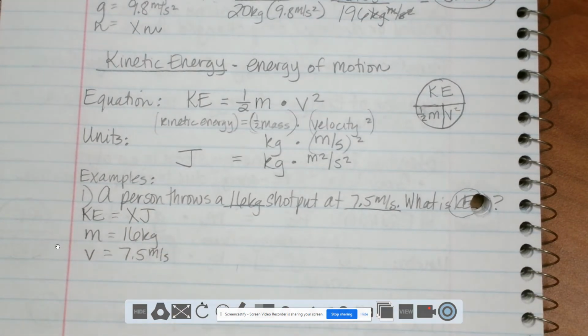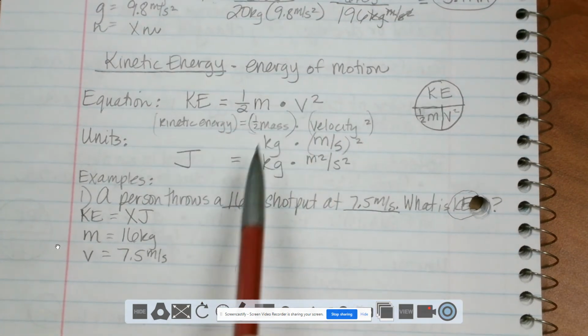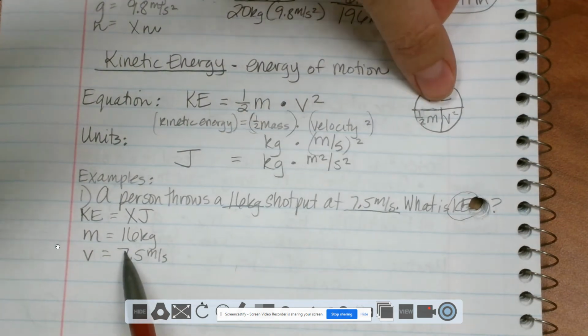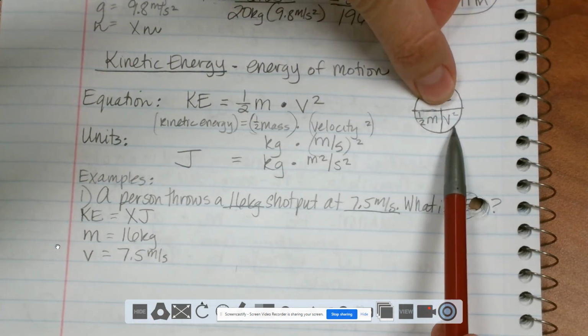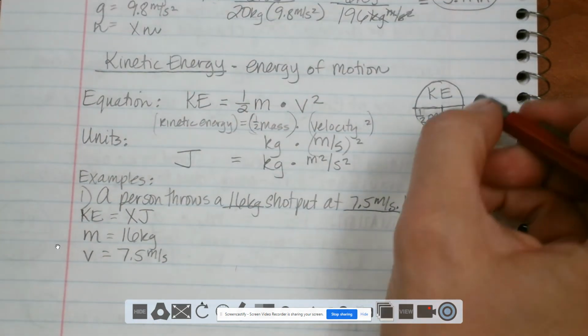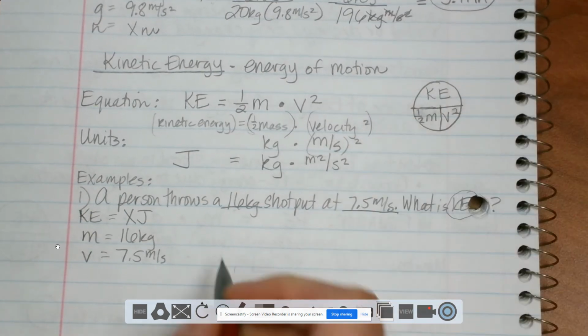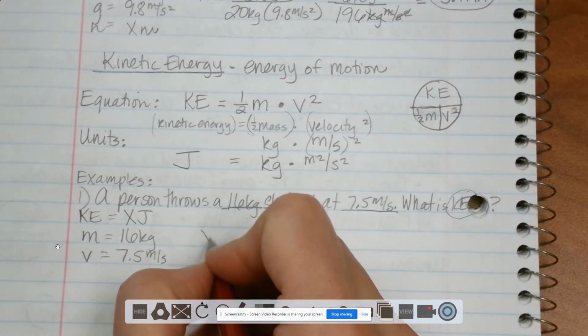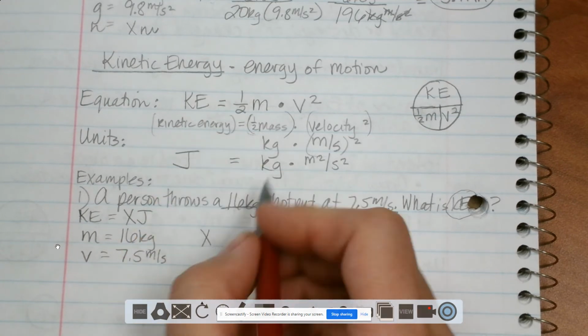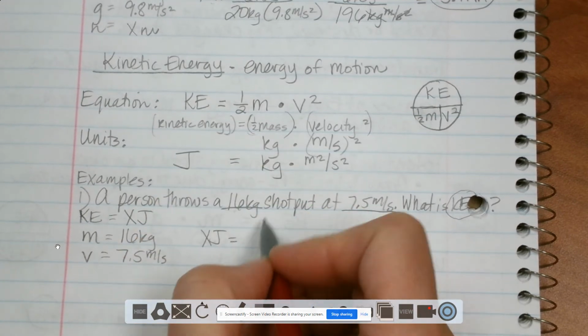All right, we're going to plug it into our base equation. Since we're looking for KE, remember, if you cover up KE, you get 1/2 mass times velocity squared. So I'm just going to leave that as the base equation, and I'm going to plug it into this. X joules is KE. I'm going to put my half there.